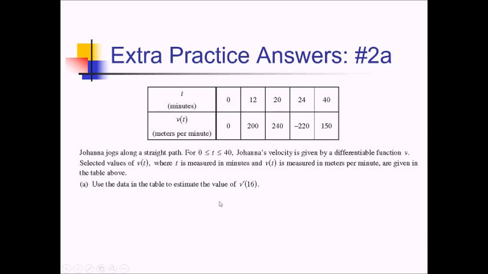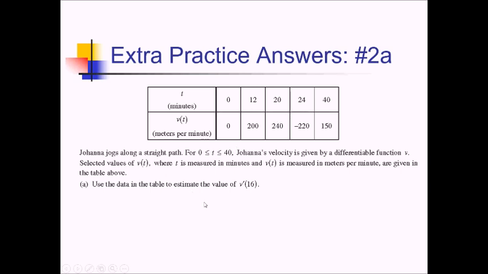For this no calculator free response problem, we have Joanna jogging along a straight path between time 0 and 4, and times measured in minutes here, or 0 and 40, I should say, 40 minutes. 4 would be a very short jog. Anyway, we've got a table of Joanna's velocity at different points in this jog.